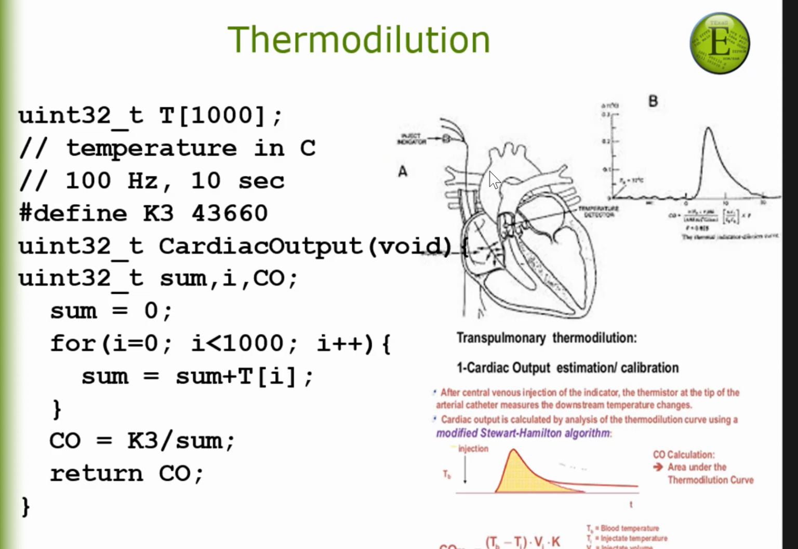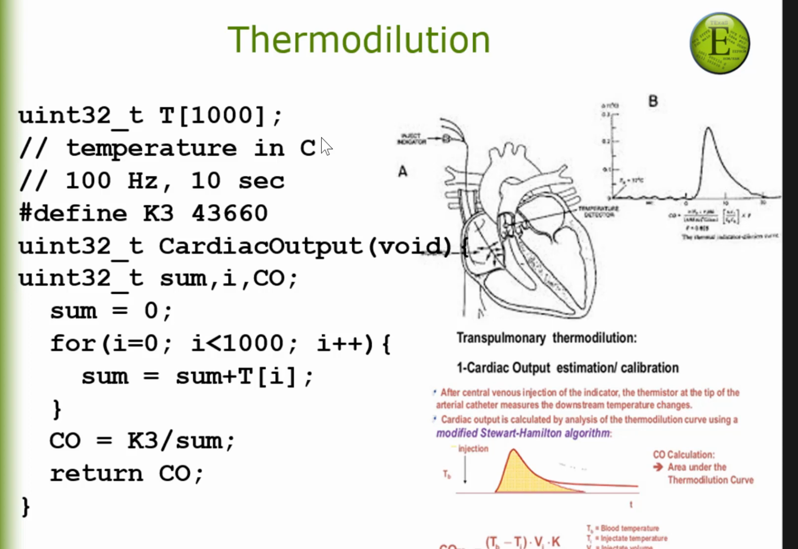Okay. As an example of an array, there's a temperature array here with 1,000 temperatures. They're in units of, say, centigrade. There's a heart. We're going to put a temperature sensor in the pulmonary artery. And we're going to inject a cold bolus of ice saline into the right atrium.